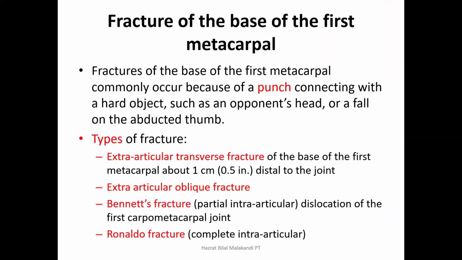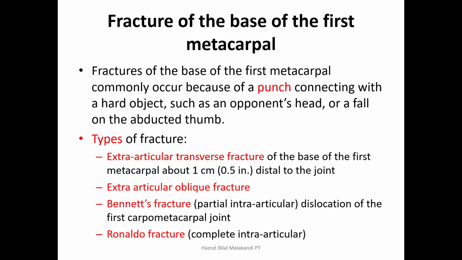So there are different types of these base of the first metacarpal fracture. They can be extra-articular, they can be complete intra-articular, or they can be partial intra-articular. The extra-articular fractures can be of two types. They can be a transverse fracture, which is almost 1 centimeter distal to the joint, or they can be an oblique fracture. That depends on the orientation of the fracture.